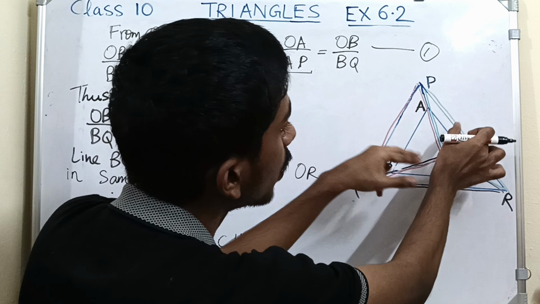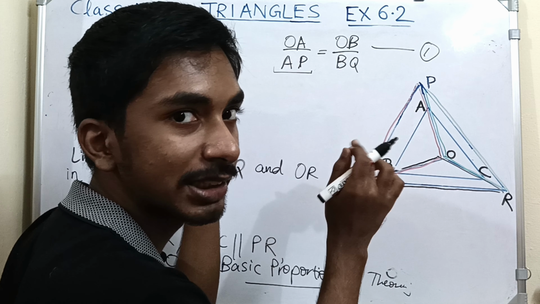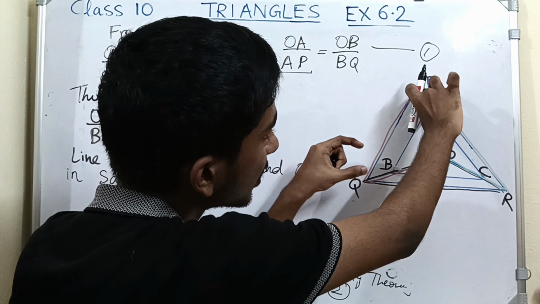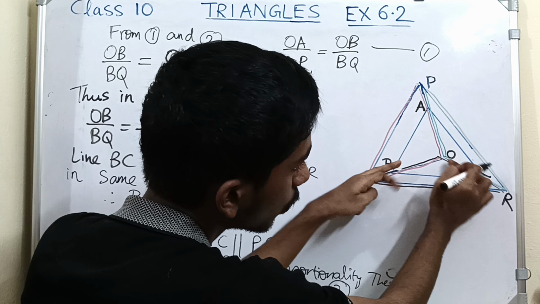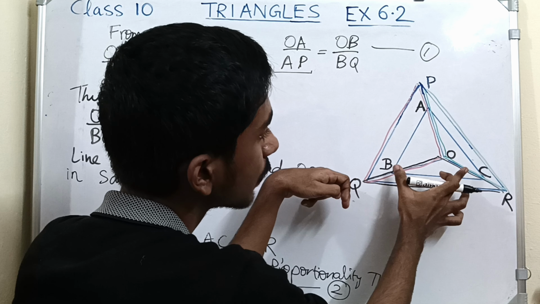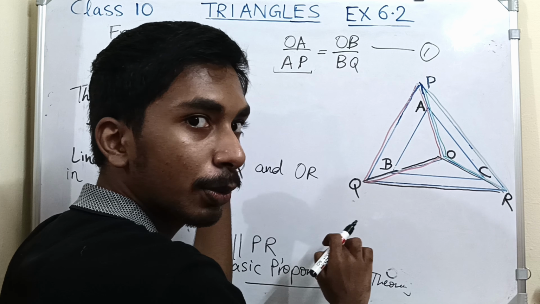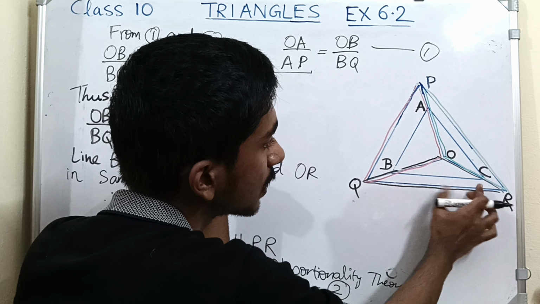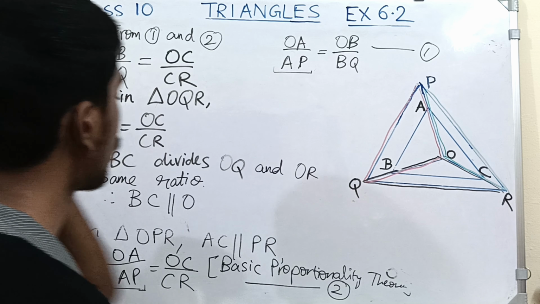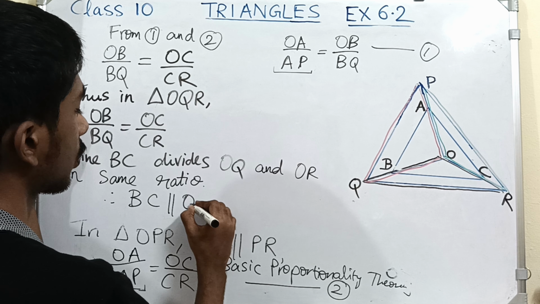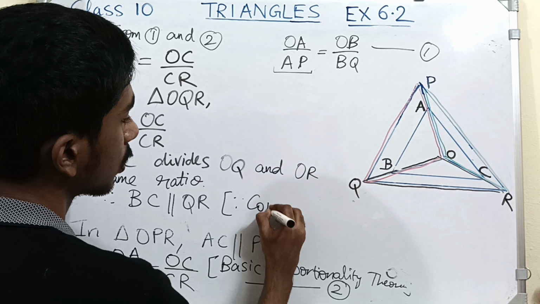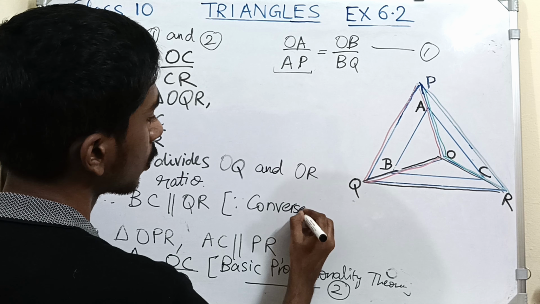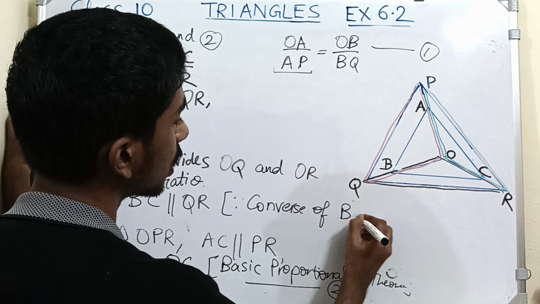We took these two triangles and used basic proportionality theorem, and from this common left hand side we came to these two sides. So using converse of basic proportionality theorem in this small triangle, we got BC is parallel to QR. So this is converse of basic proportionality theorem.